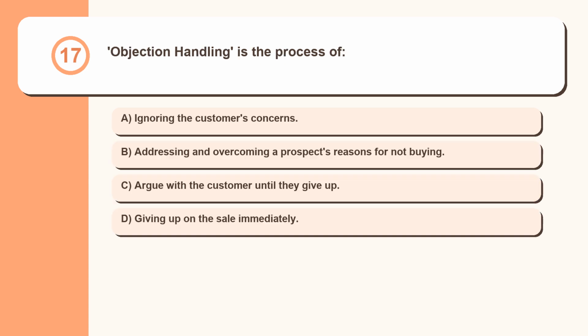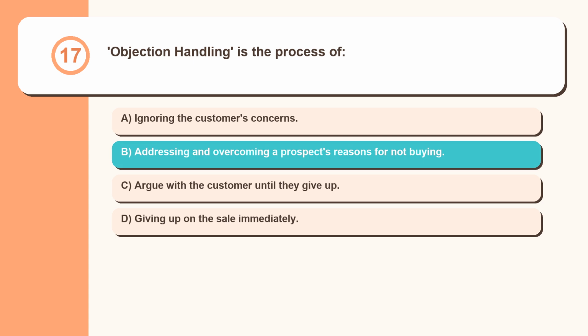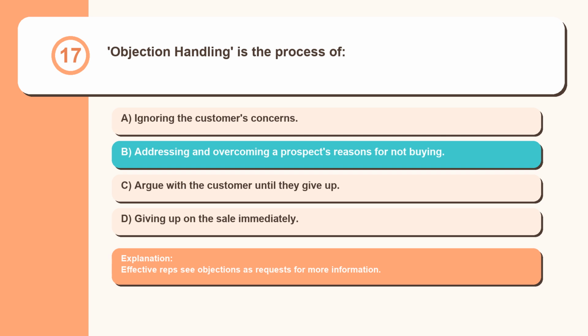Question 17. Objection handling is the process of ignoring the customer's concerns, addressing and overcoming a prospect's reasons for not buying, arguing with the customer until they give up, giving up on the sale immediately. Effective reps see objections as requests for more information.